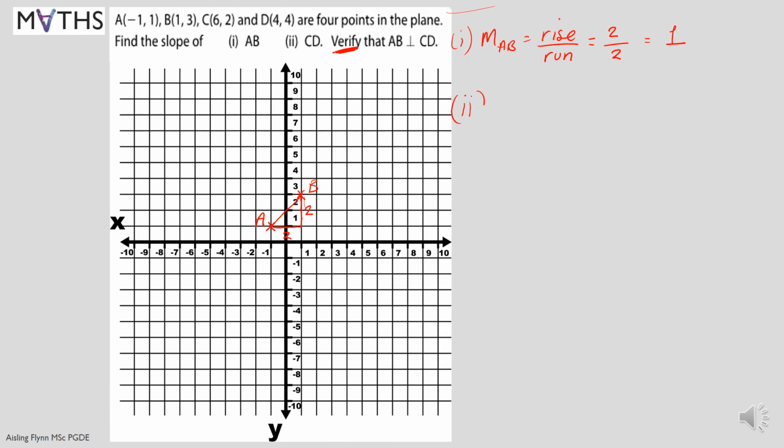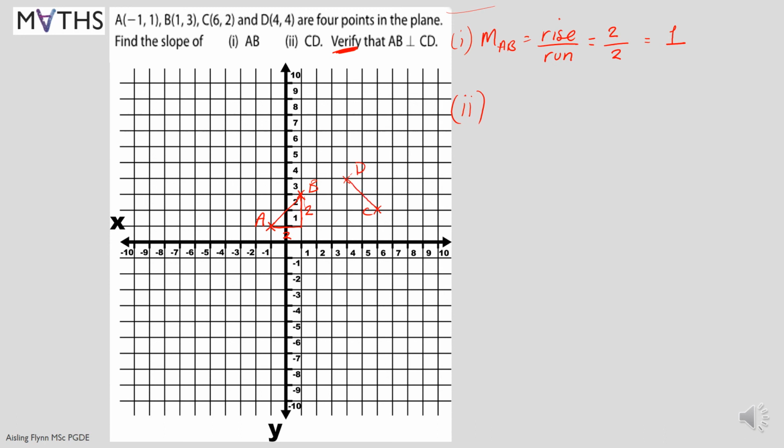Part 2 asked me to find the slope of CD. So C was 6, 2, which is here. And D is 4, 4. So that is here. Okay, D. And that's what that looks like.